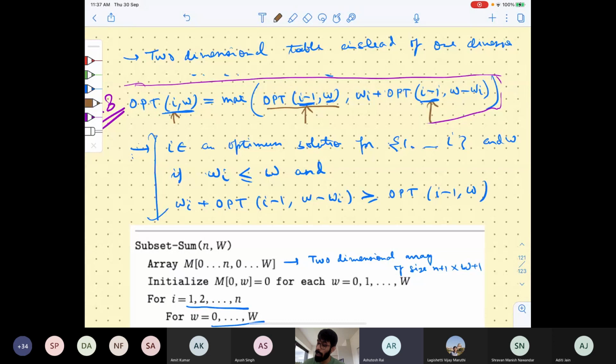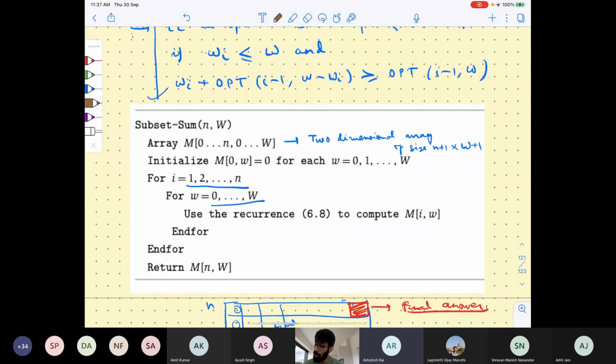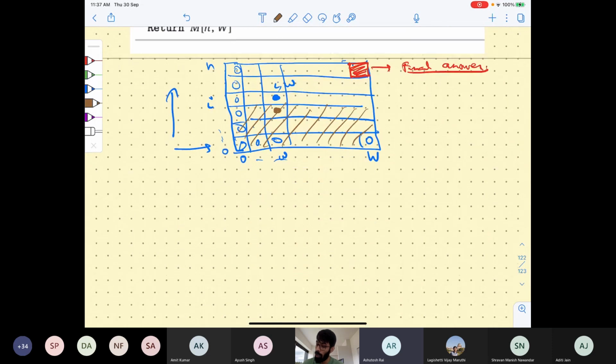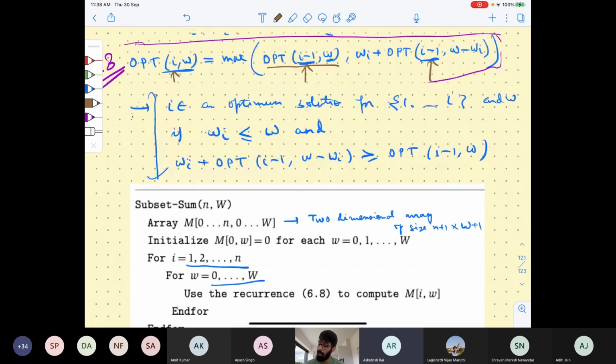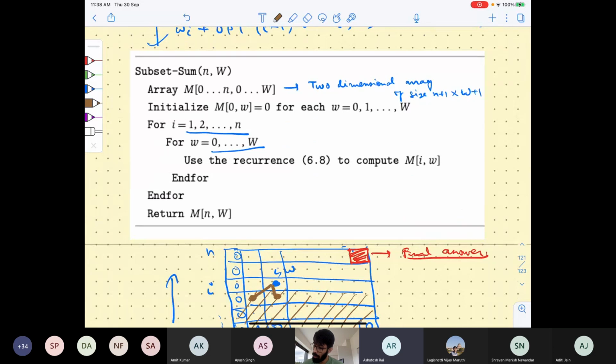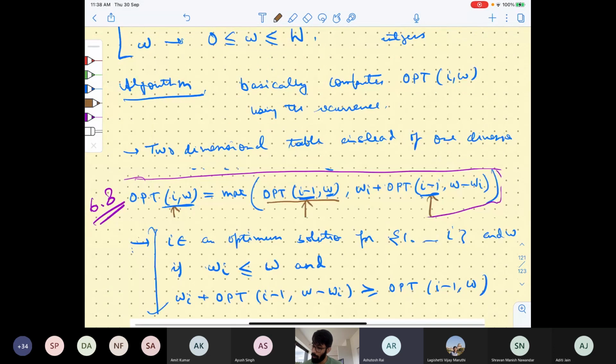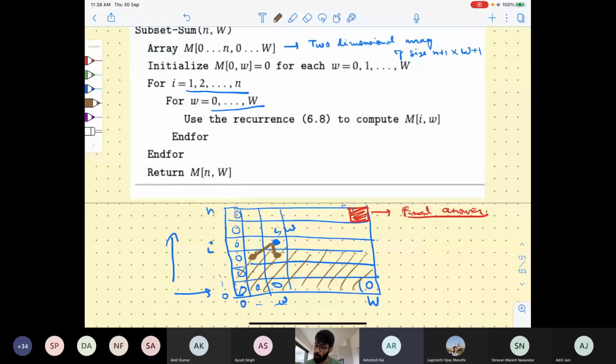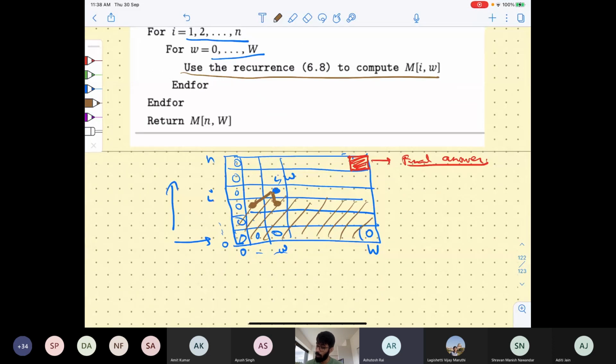What are the values that we need? Opt of i minus 1 comma w, which is the one right below this. And then we need opt of i minus 1 comma w minus wi, which is going to be somewhere on the left, let's say this one. Using these two and taking the max of these, we can fill i comma w. Even if this wi is greater than w, then of course we don't include it. Then we use the recurrence to fill this entry up, and you just keep doing this for every row and every column, which is W, and finally you reach here and you return the final answer, right? So is there any question about the algorithm?